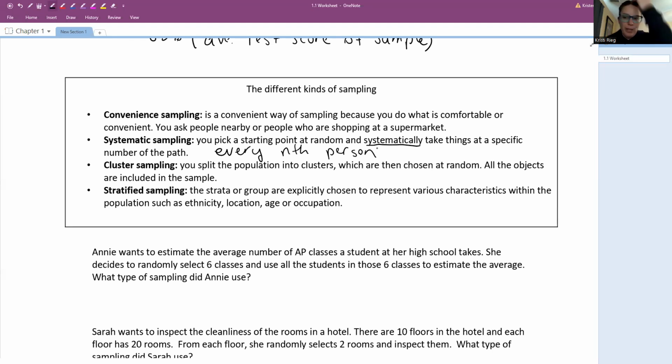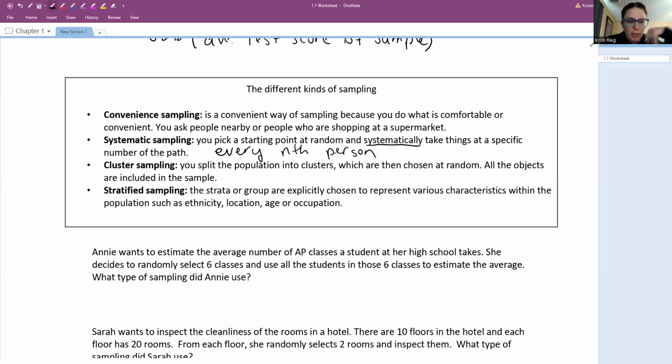I put every nth because it doesn't have to be by tens. It could be every 100th person. It could be every 50th person. But it's some sort of systematic order to start counting. So you start at a random person. It says you pick a starting point at random, and from there you count systematically and take whatever number that is. So it's easy to find in the problem because the problem will say something like, you counted every 75th person. You see that TH word in there? You're like, boom, systematic sampling.